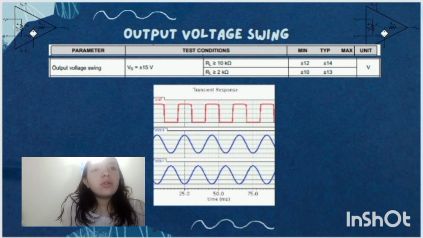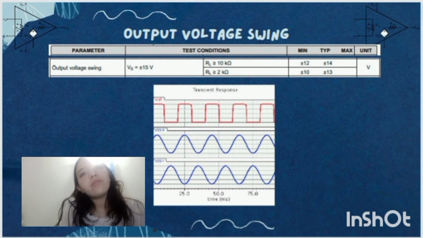In this case, according to the datasheet, the test was performed with an input voltage of about 15 and an output load of a low impedance of 10K, with a minimum voltage of 12 and a typical of 14, while for another impedance of 2K, the minimum voltage is 10 and the typical is 30.